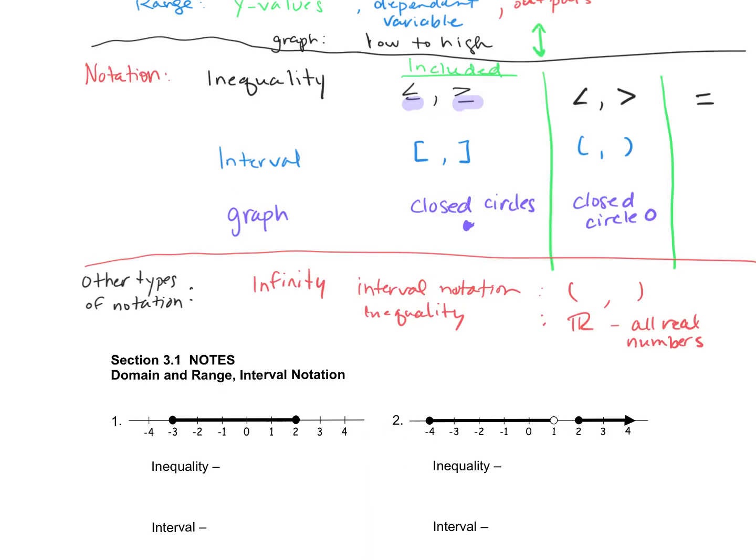Okay, so one last notation that I want you to know is called union. The symbol is a U. Okay, and this is used when there are two or more intervals.